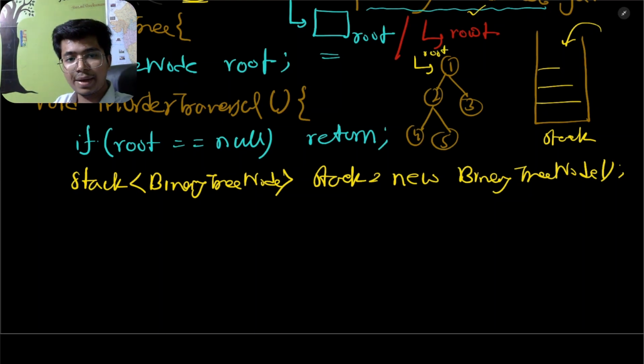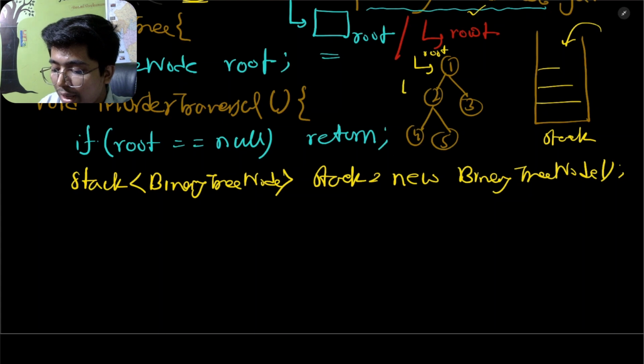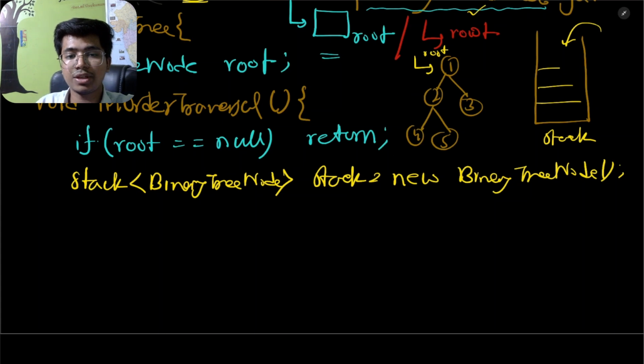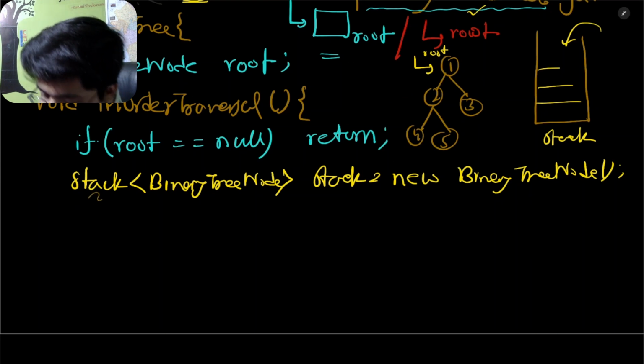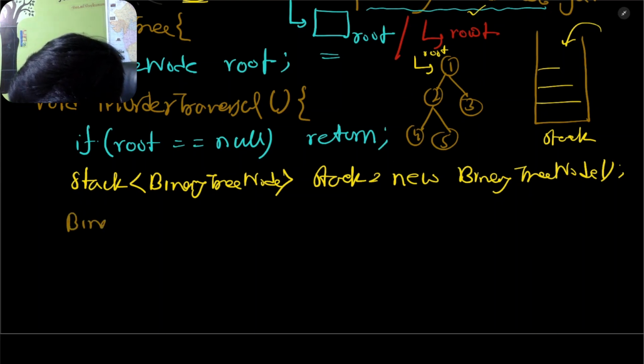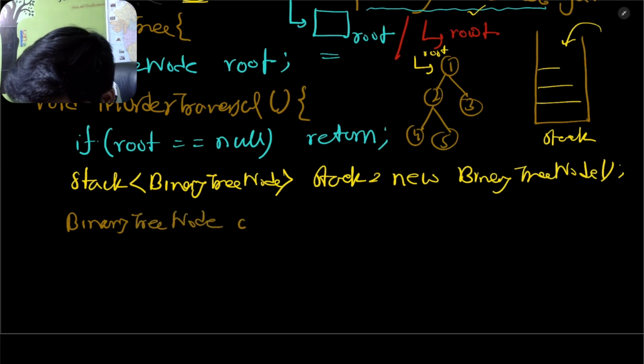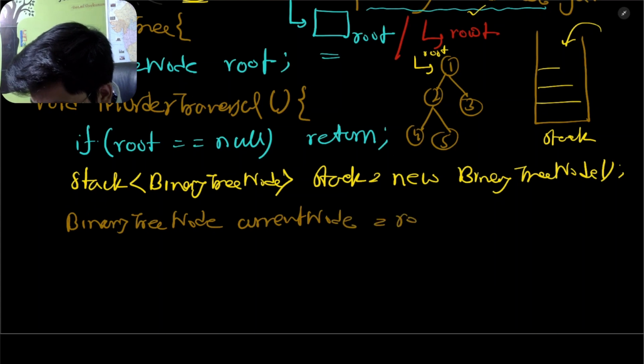We'll be starting from the root, but we cannot move the root to here and here, otherwise we'll lose the tree. So we have to create another pointer for that. We'll create another pointer just like this: binary tree node current node, that is equals to root.